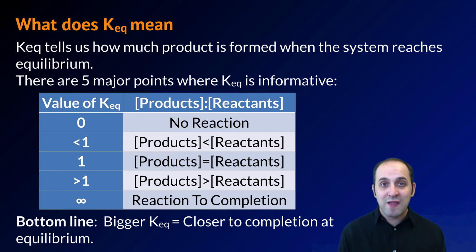The bottom line here is that the bigger the KEQ value, the closer our reaction went to completion and converted entirely into products at equilibrium. Does this make sense? I wouldn't blame you if it doesn't. Take a moment and write down any questions that you have before we move on.